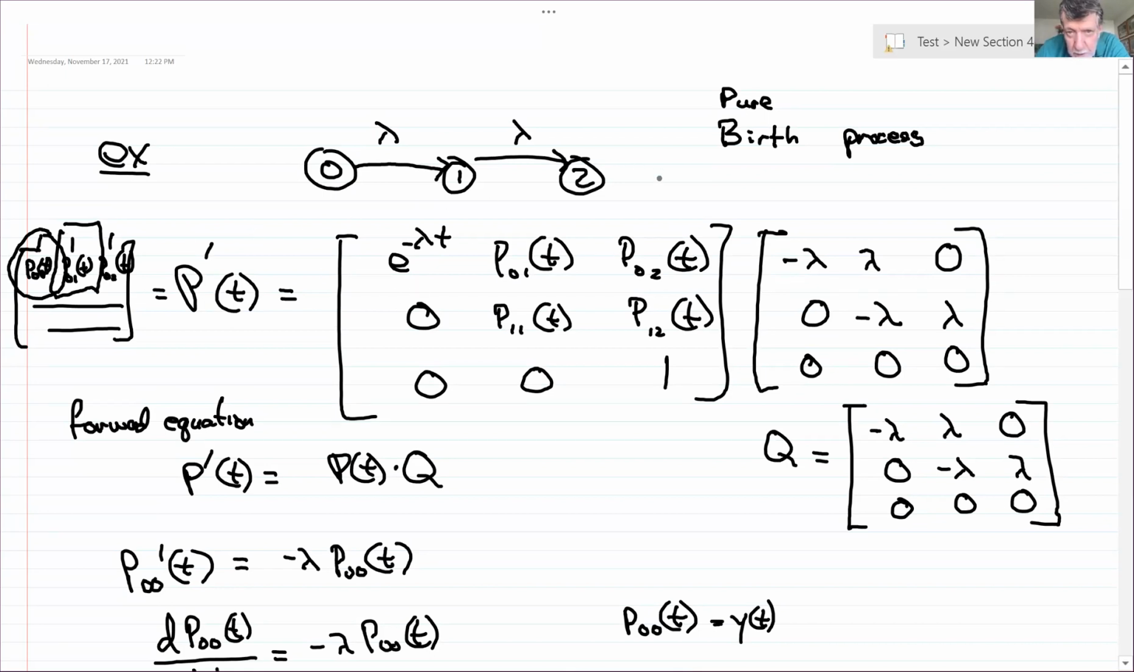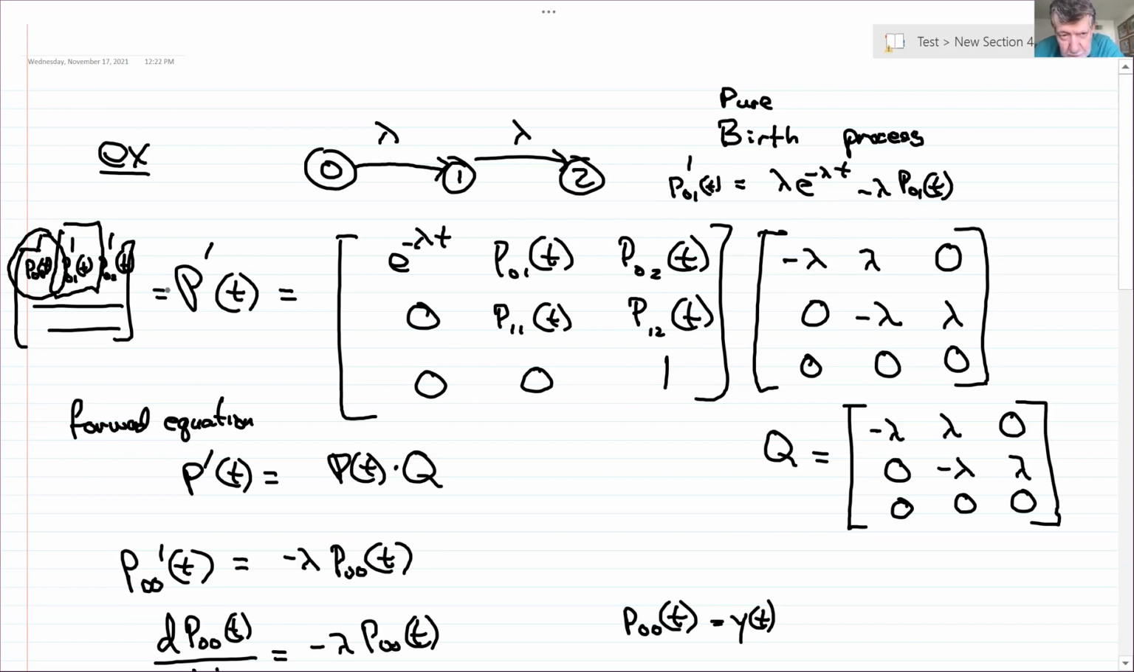P01 of t prime would be equal to this entry times this one, which should be e to the minus lambda t. Then it would be this one times this, minus lambda P01 of t. And then it would be this one times this 0, which is gone. So the equation that involves P01 is this one right here.